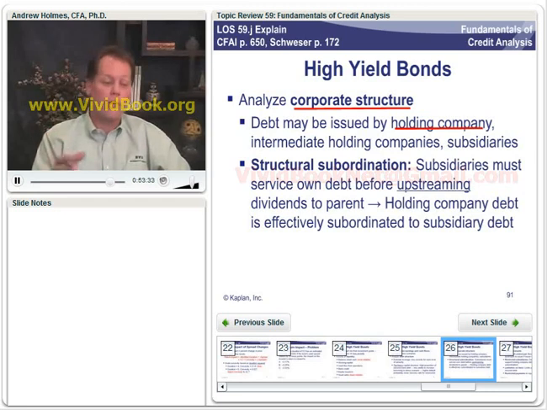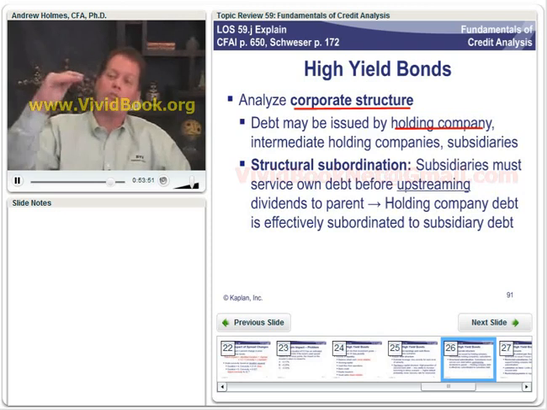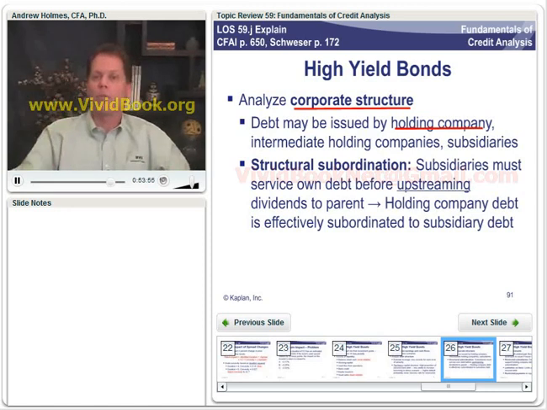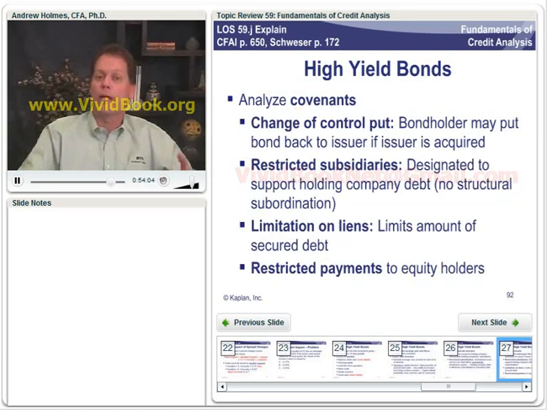Even though the holding company or the parent is looking at all the operations of the subsidiaries, and technically they own those subsidiaries, you would think they would have claims on the cash flows generated by those subsidiaries. But we can have structural subordination, where debt issued by the holding company is actually subordinated to debt that has been issued by one of the subsidiaries. So the holding company debt is effectively subordinated to subsidiary debt. That's going to be a bad thing if you are buying bonds that are issued at the holding company level.